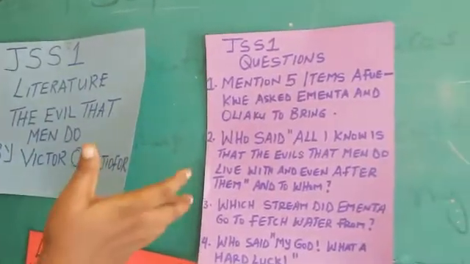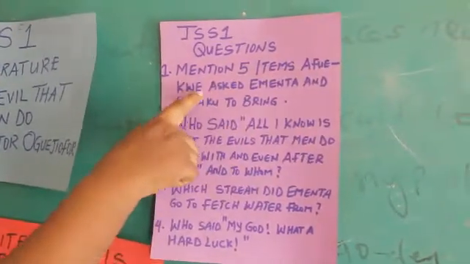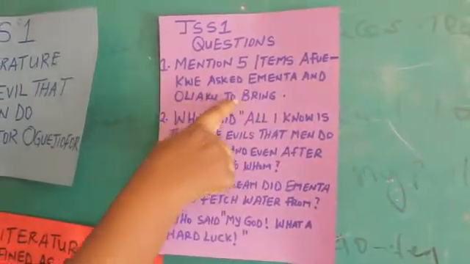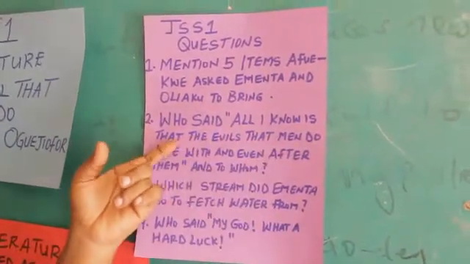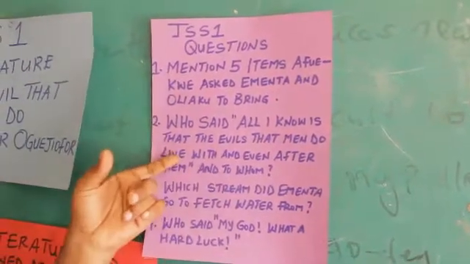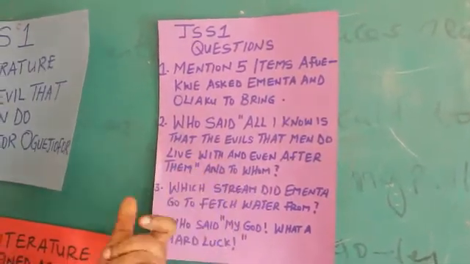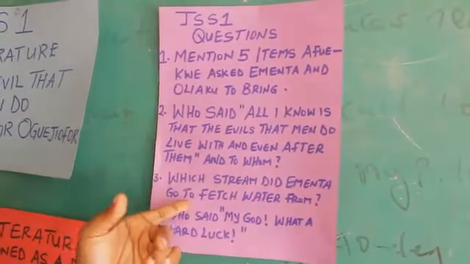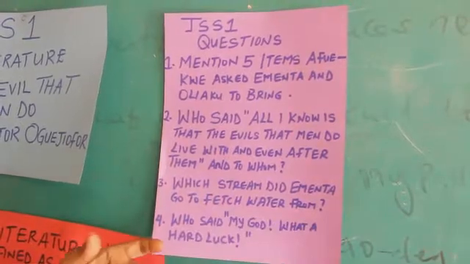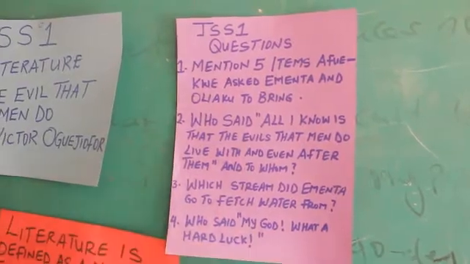Children, these are the questions I would like you to answer on this story we just summarized. Number 1, mention 5 items Afwekwe asked Imenta and Oliaku to bring. Number 2, who said, "All I know is that the evils that men do live with them and even after them," and to whom was this statement made? Number 3, which stream did Imenta go to fetch water from? Number 4, who said, "My God, what a hard law."